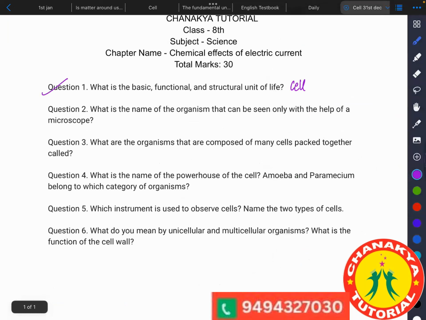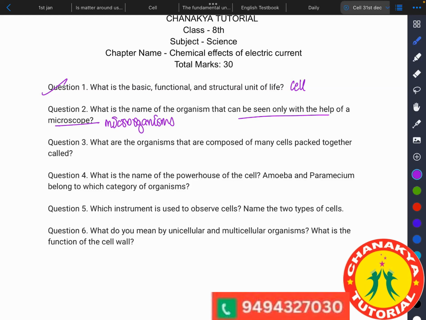Fine. Second question. What is the name of the organism that can be seen only with the help of a microscope? Microorganisms. Very good. So these are microorganisms which can be seen with the help of a microscope only.